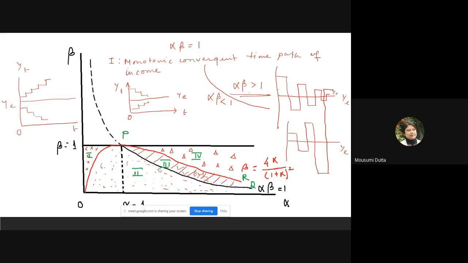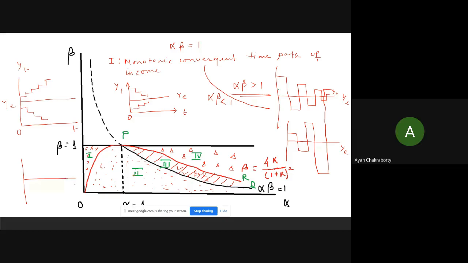Thus, we have a time path showing uniform oscillations.